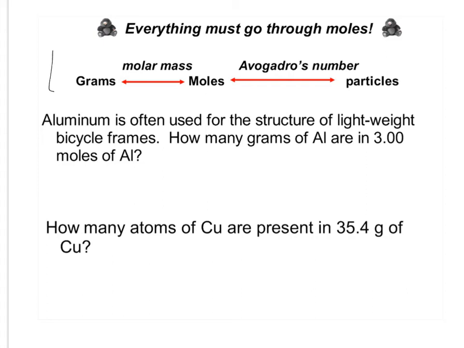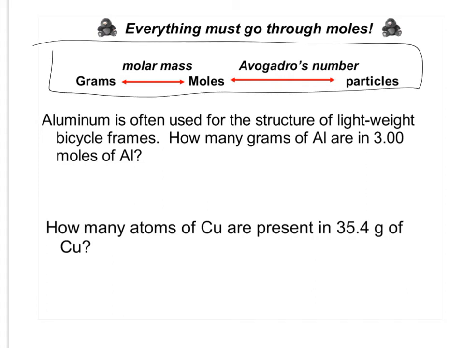Okay, so here is a nice little diagram. You always have to go through moles. So if you ever get lost, go to moles and you'll probably start getting on the right track. So here's our first example. Aluminum is often used for the structure of lightweight bicycle frames. How many grams of aluminum are in 3 moles of aluminum?